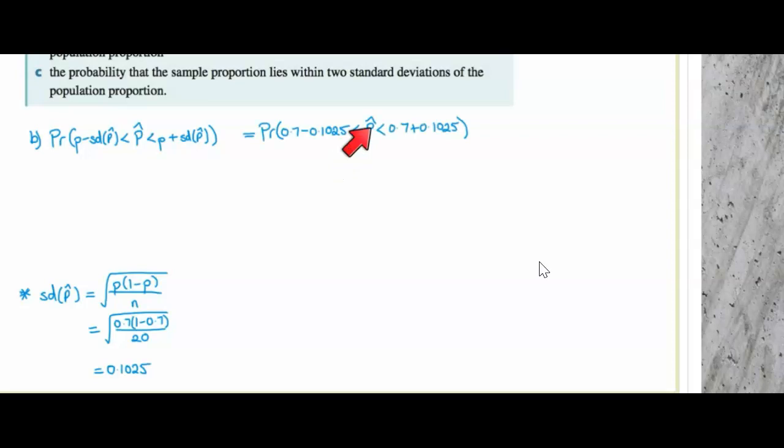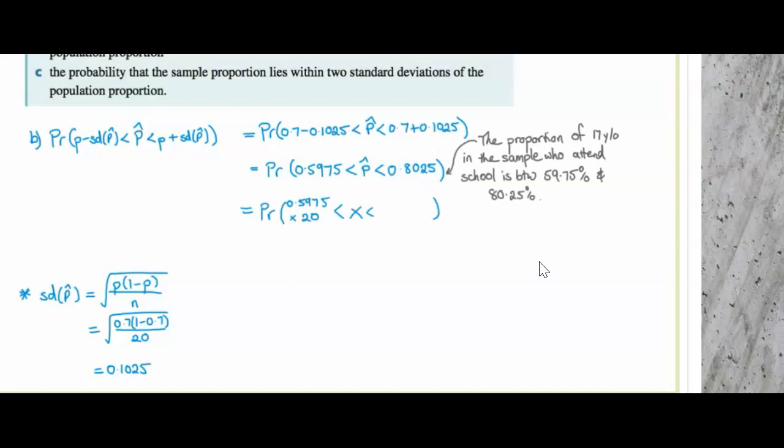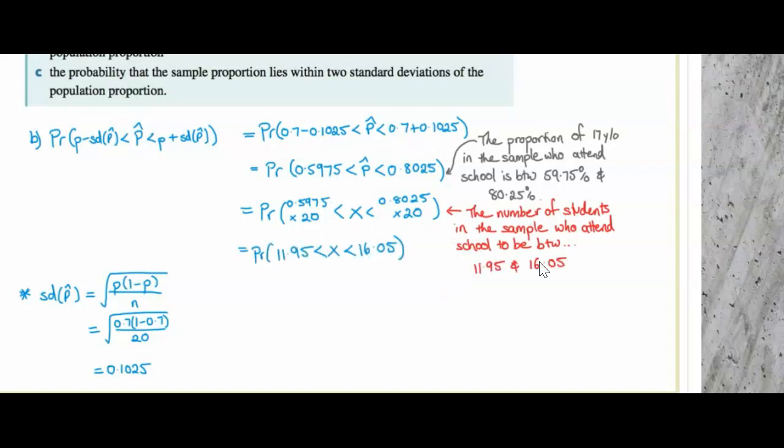0.1025. So back to the question, what we're looking for is, in our sample of 20, the probability that between 59.75% and 80.25% of them attend school. To work out what that is in number of students, 59.75% of my sample is 0.5975 times my sample size. And if I want to know what 80.25% is of my sample, that would be 0.8025 multiplied by 20. So you notice that I've changed p hat into x because I'm now talking about the number of students in the sample.